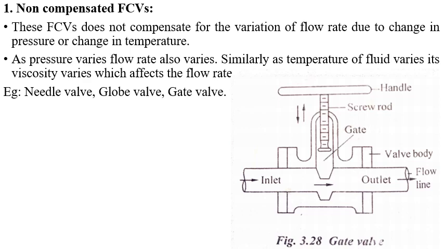For a given opening position, not only the needle valve, all three valves, needle, globe or gate valve, behave like an orifice. In a needle valve, the needle behaves like an orifice. In a globe valve, the disc acts like an orifice, and the gate behaves like an orifice. Usually these are the common flow control valves that come under the non-compensated type.